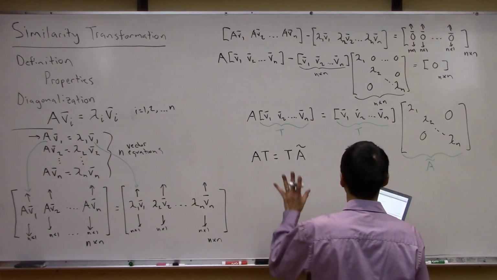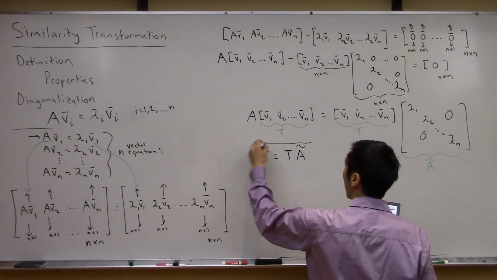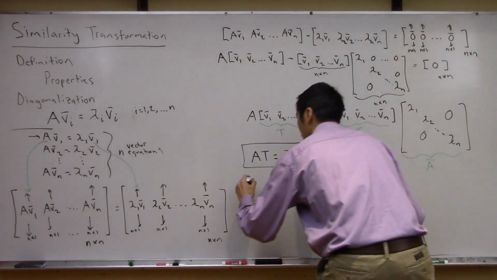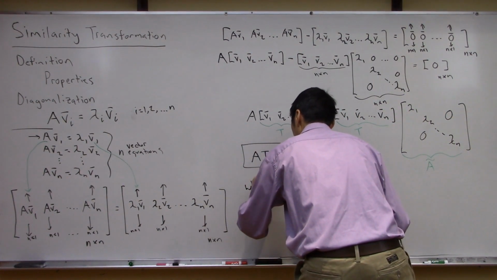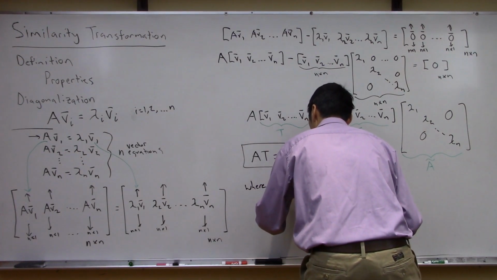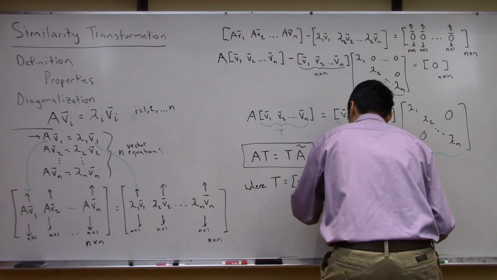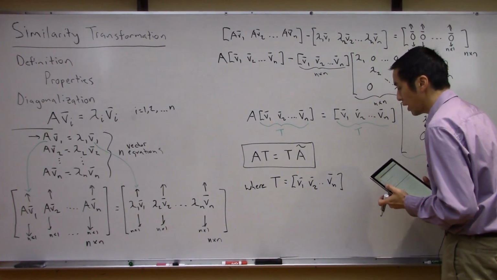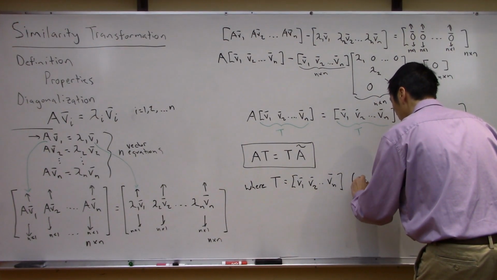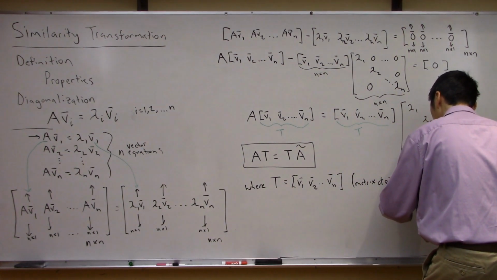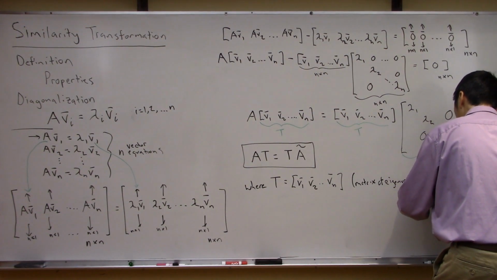Okay, and now here's the rub. This is fine. This is true so far. If you look at what we did here, we chose our transformation matrix T to be this V1, V2, all the way up to Vn. So this transformation matrix is a matrix of the eigenvectors, right? Stacked up in column format.